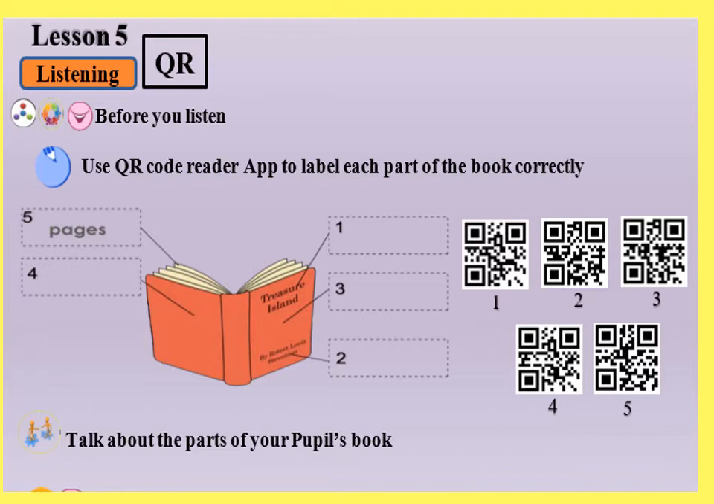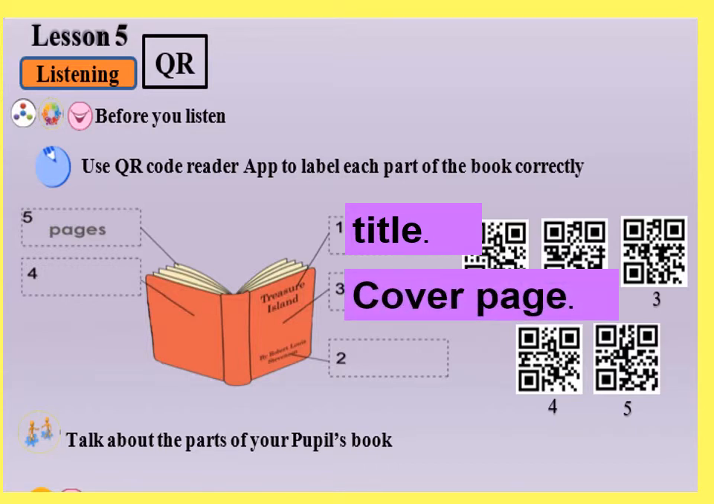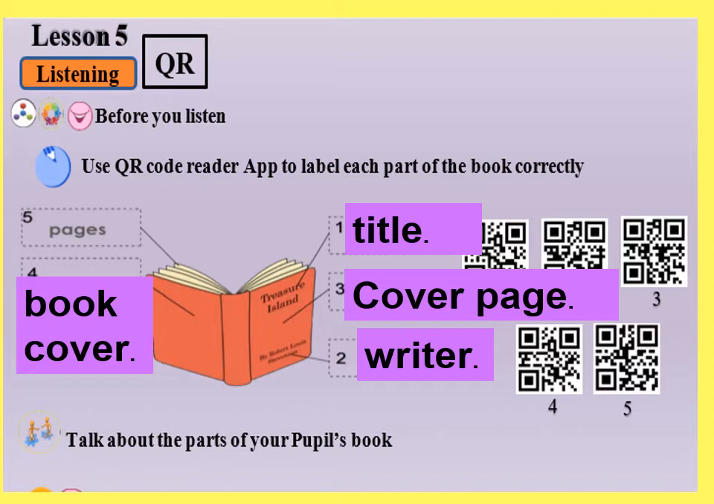This is the time for listening to our recording, but before you listen, use the QR code reader app to label each part of the book correctly. Let's see the answers. This is the title, cover page, writer, book cover, and number 5, pages.